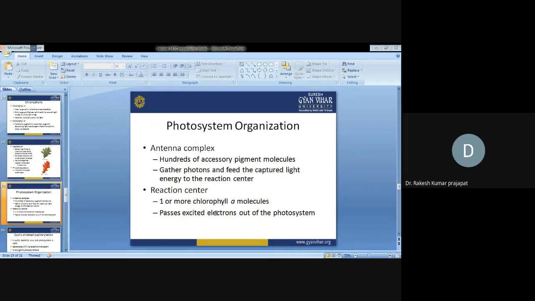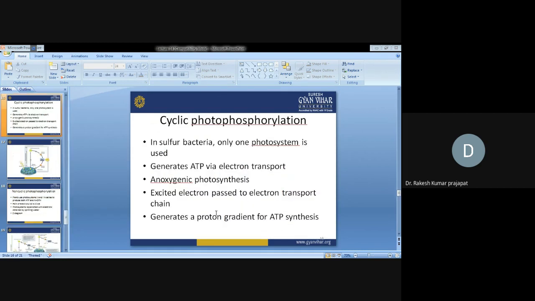Photosystem organization. Antennae complex: hundreds of accessory pigments are present which gather photons and feed the captured light energy into the reaction center. The reaction center contains one or more chlorophyll a molecules and passes the excited electron out of the photosystem. Cyclic photophosphorylation: in sulfur bacteria, only one photosystem is used. We generate ATP by electron transport. In anoxygenic photosynthesis, the excited electron passes to the electron transport chain and generates a proton gradient for ATP synthesis.